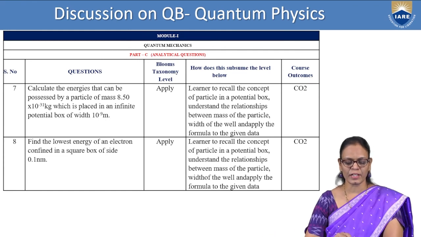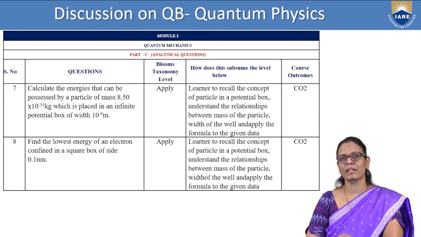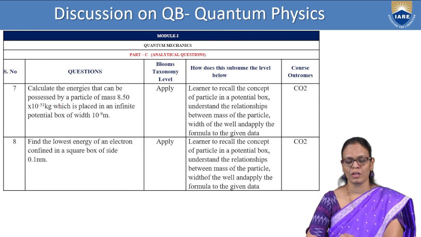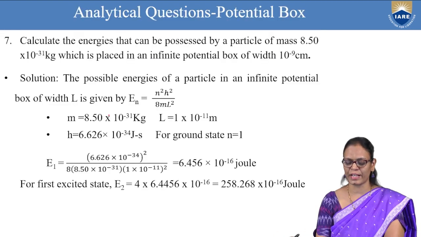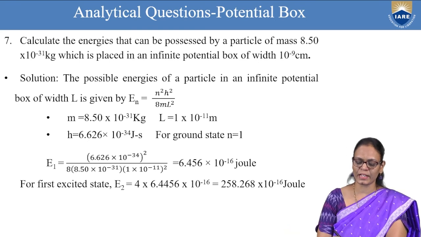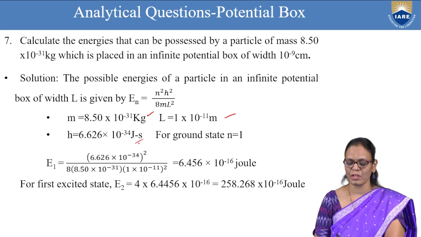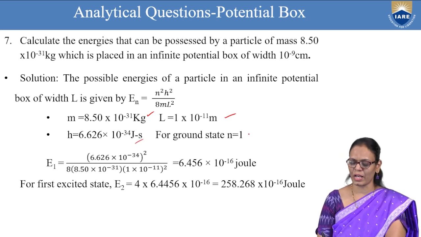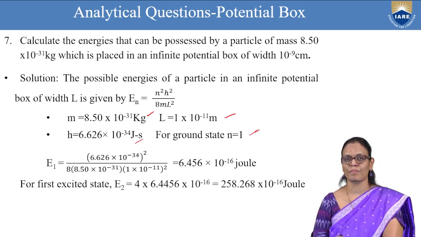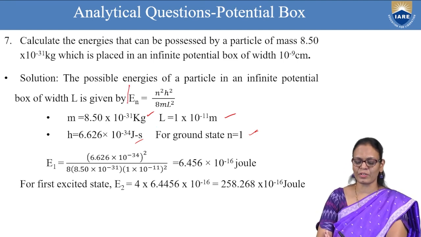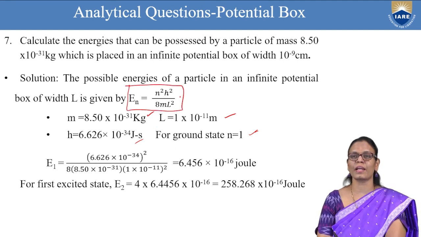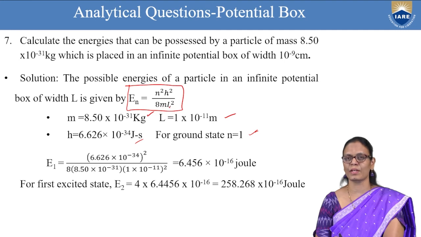Next, calculate the energies that can be possessed by a particle of mass 8.5 into 10 power minus 31, which is placed in an infinite potential box of 10 power minus 9. So let us see first the data. What is the data given? Mass is given, L is given, h is a constant. We have to find it for n is equal to 1 first. So what is the formula we are using? En is equal to n square h square upon 8 m L square.